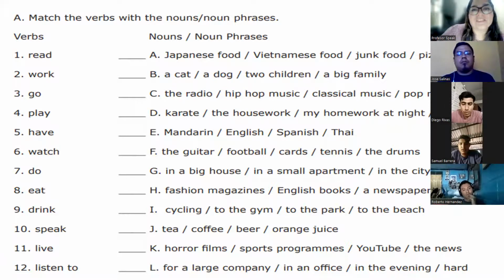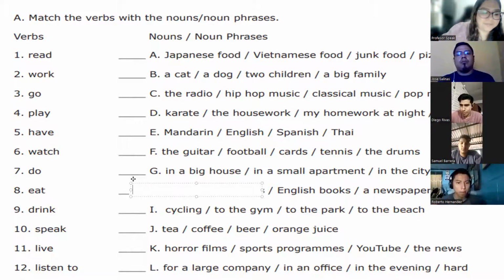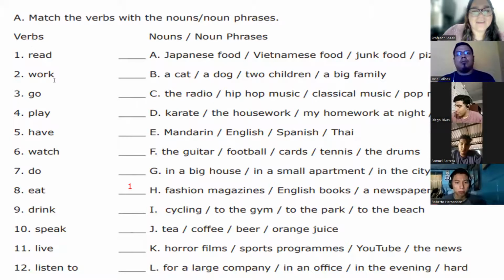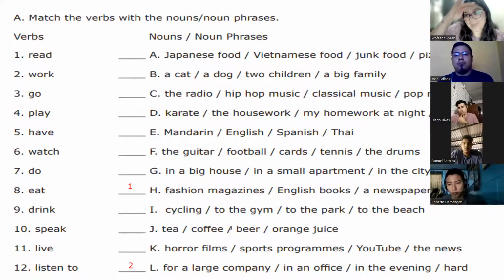Yes, right? So you go here and you write one. You say read fashion magazines, read English books, read a newspaper. Okay, now number 2, work. You work Japanese food? What is L, teacher? L, okay, thank you. Yes, that's true. You work for a large company, work in an office, work in the evening, and work hard.